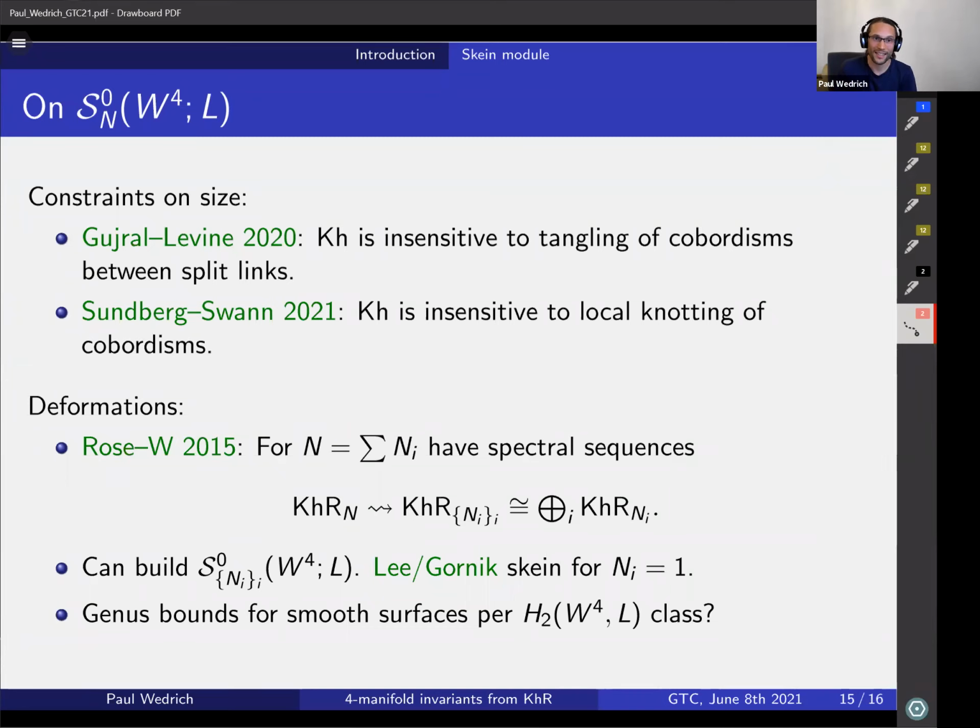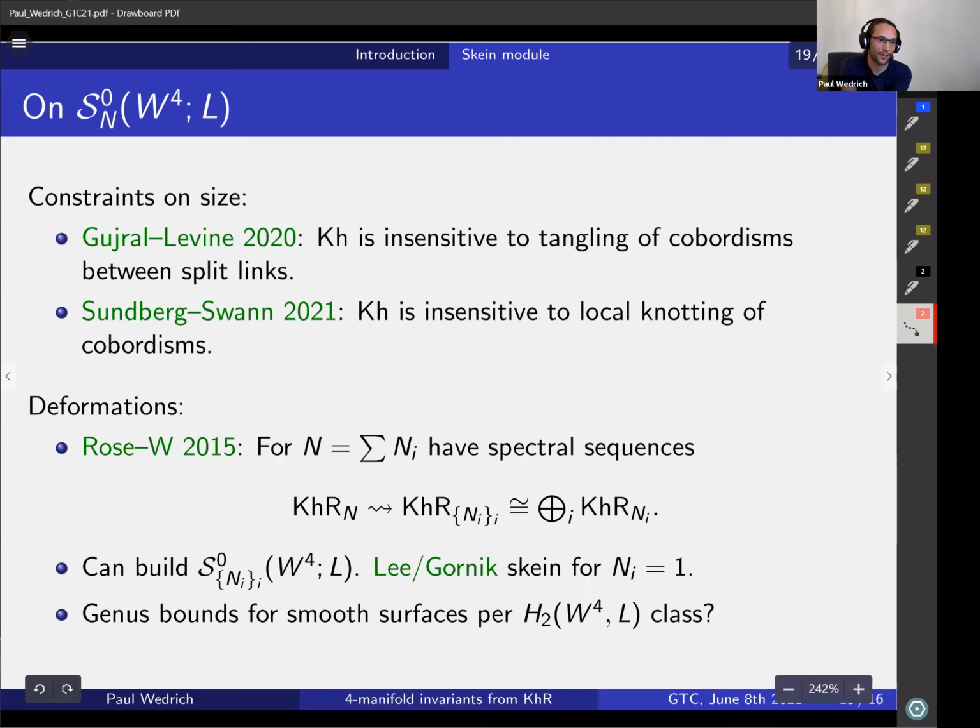So that says that under the equivalence relation of being sent to equal maps on Khovanov homology, these two cobordisms could not be distinguished, and so they cannot represent different classes in the skein module S0.